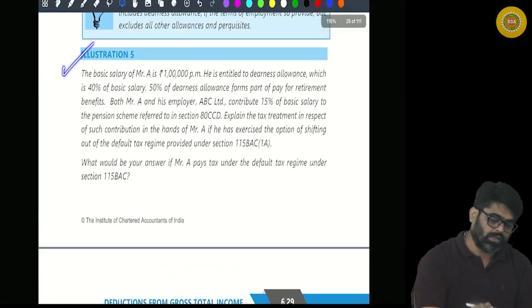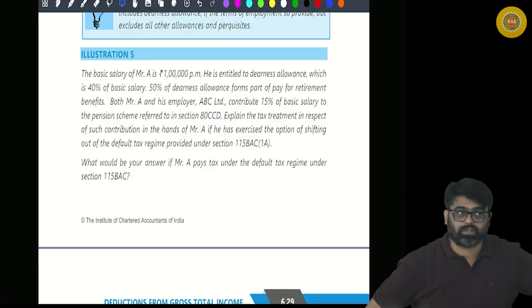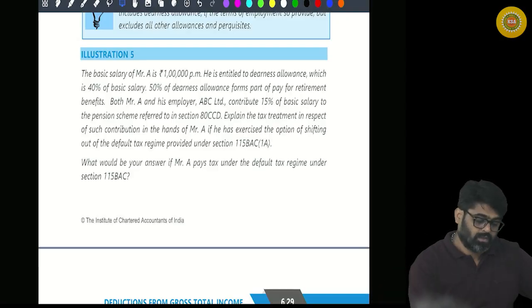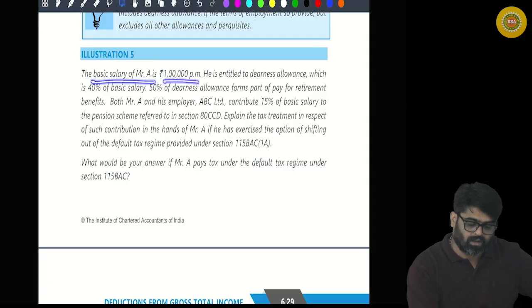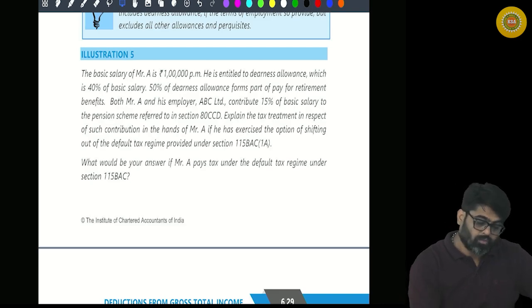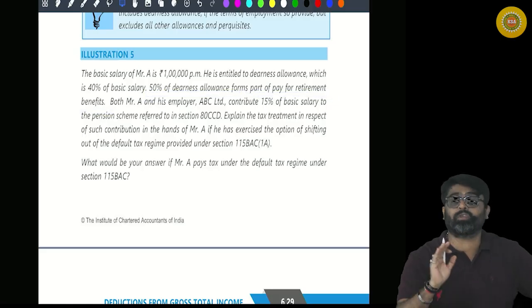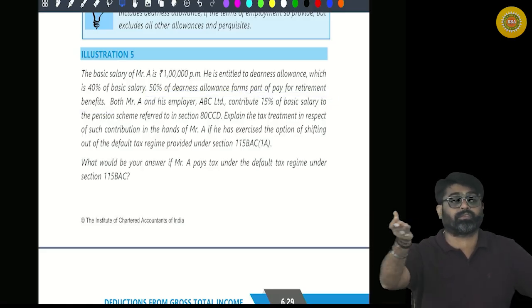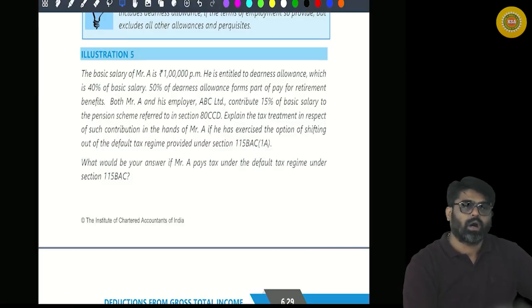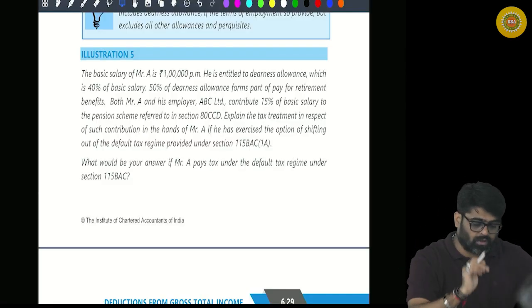Okay. Illustration number 5. Now slowly and gradually the difficulty level of the question will increase. The basic salary of Mr. A is 1 lakh per month. He is entitled to dearness allowance, which is 40% of basic salary. So how much will be DA? 40,000. 50% of the DA forms part of pay for retirement benefits. That DA which forms part of pay for retirement benefits is in terms. So out of the total DA, half DA is in terms and half DA is not in terms.